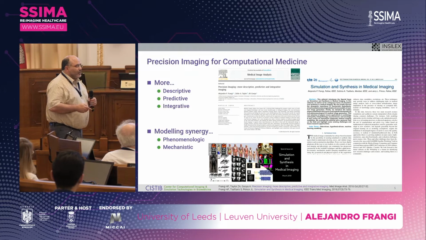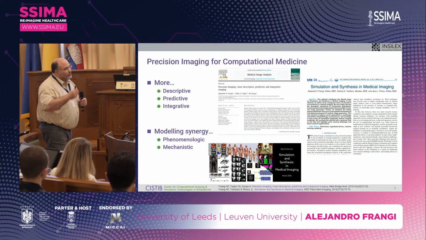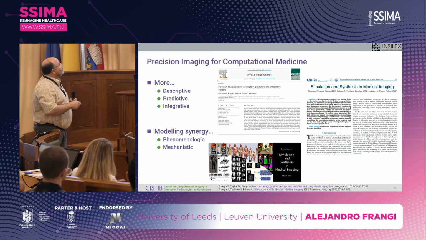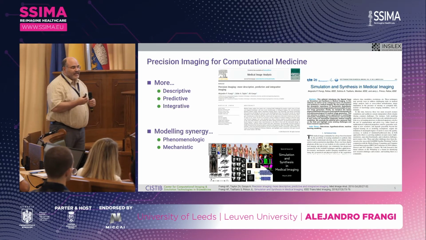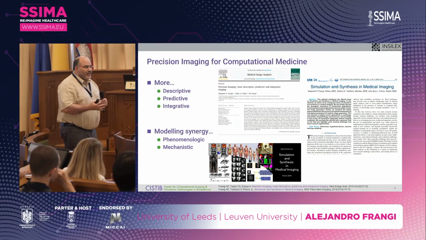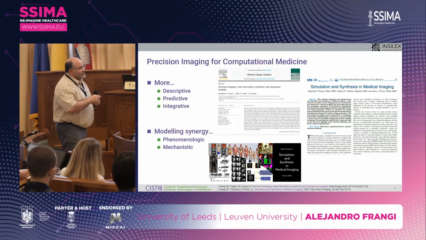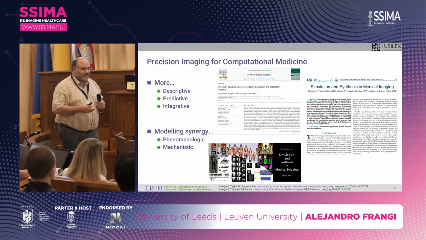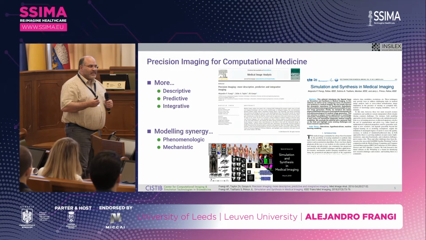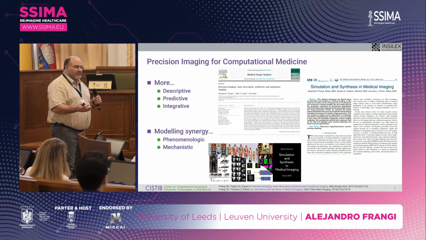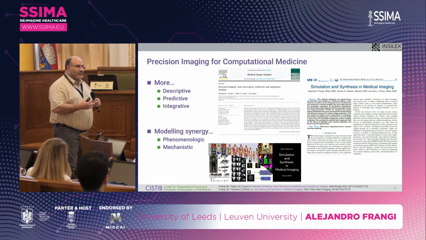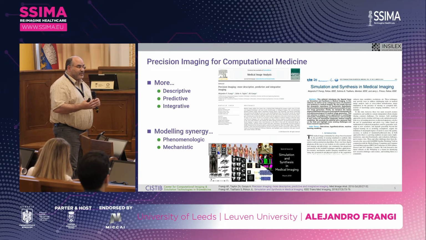So what we've been working on over the last few years is methods to provide more descriptive, predictive, and integrative imaging. And this is what I call precision imaging, which we described in this survey some years ago. But fundamentally, it's the idea that it's not just about trying to describe the phenotypes, but it's also about trying to model them and build better predictions about them.